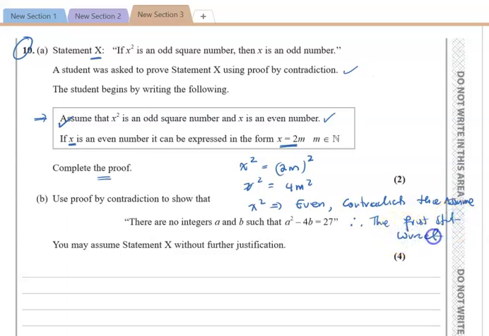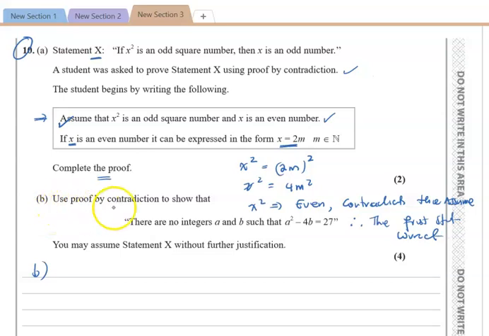So you have to write it and say, therefore, if x squared is an odd square number, then x is an odd number. That's part A. Now part B of the question. We want to start with part B of the question.